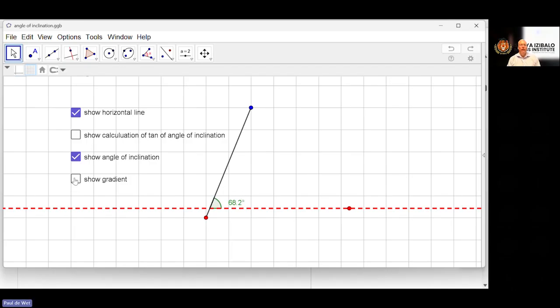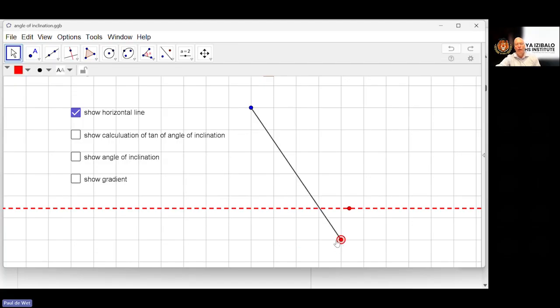And what did you get for the gradient? Okay, there it is. It's 2.5. As it moves across 1, it rises 2.5. Gradient 2.5. Okay. Now, I want someone else to do one for me.